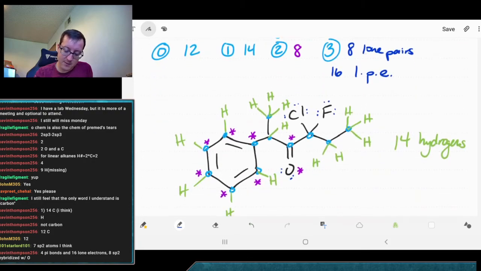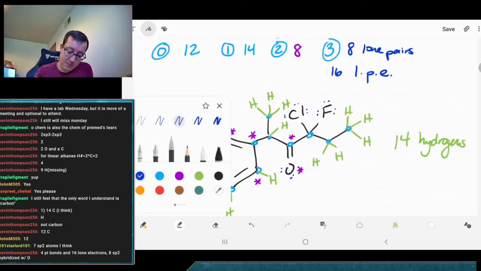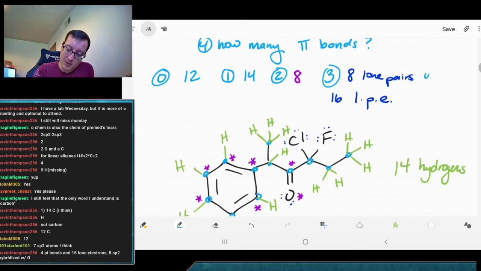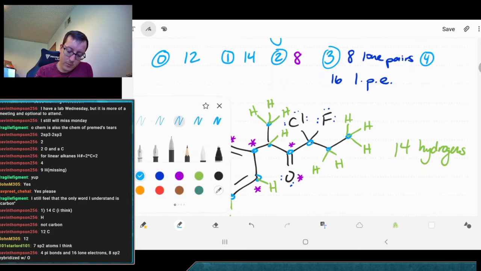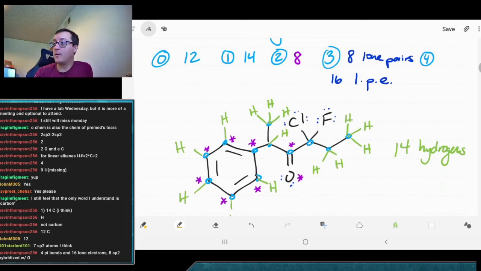How many pi bonds do we have? All right, so remember pi bonds are going to be double or triple. Anything that's a multiple bond there. What color have I not used? How about orange? Okay. If we want to look at our pi bonds, that's going to be anything that's not the single bond there. So we have 1 here, 2, 3, 4. We're going to have 4 pi bonds in this molecule.